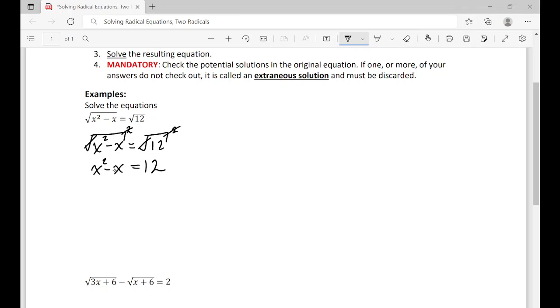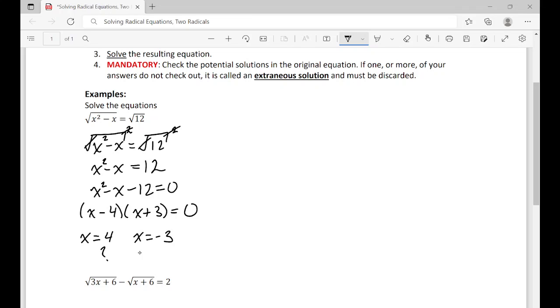From here, since it's quadratic in form, we're going to subtract the 12 over. x squared minus x minus 12 equals 0. And we're going to factor this quadratic, and this factors down to x minus 4 and x plus 3 equals 0. We set both of these parentheses equal to 0, and when we do, we're going to get two solutions, x equals 4 and x equals negative 3.